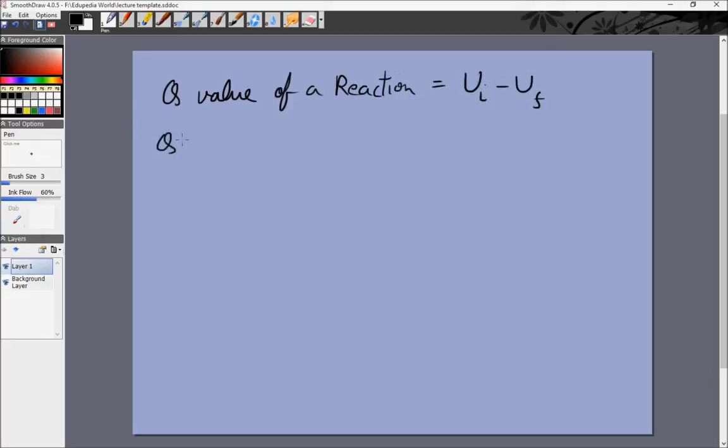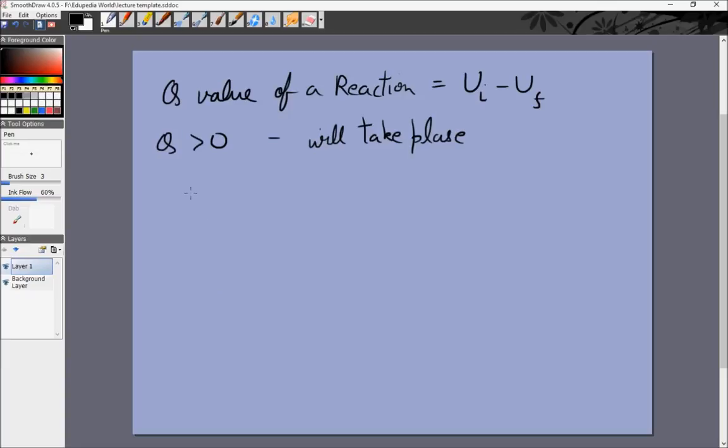If Q is greater than 0, that means the reaction will take place. And if Q is less than 0, that means the final products have a higher energy than the initial products. So you'll need to give energy to the initial products to make the final products, as opposed to the initial products spontaneously converting to the final and releasing some energy. Now that does not mean Q less than 0 reactions do not take place. They do, but they have to be aided or catalyzed in some way. Naturally, left unaided, Q less than 0 reactions will not take place.